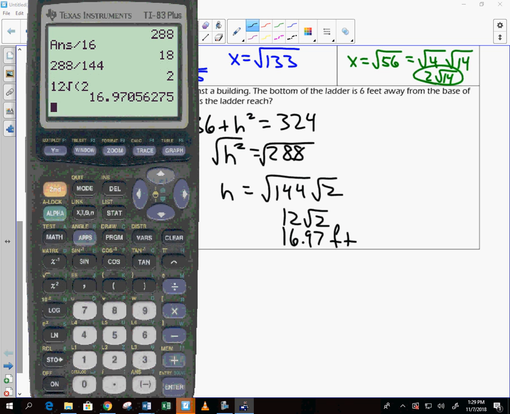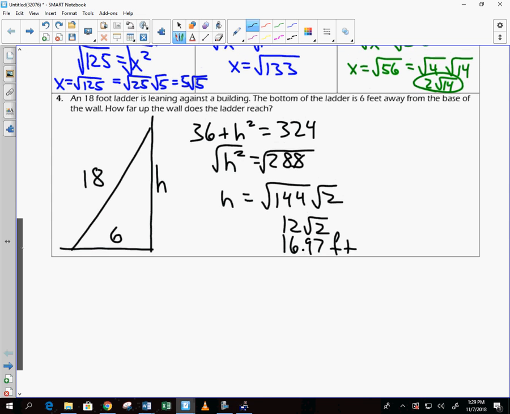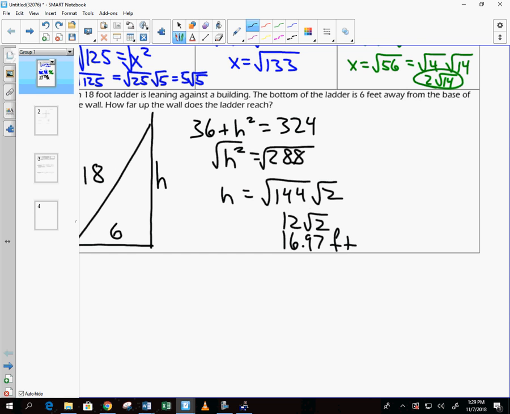So be ready to give the answer rounded to the nearest hundredth if need be. But there you go. Those two answers should be able to do. Flip it over.